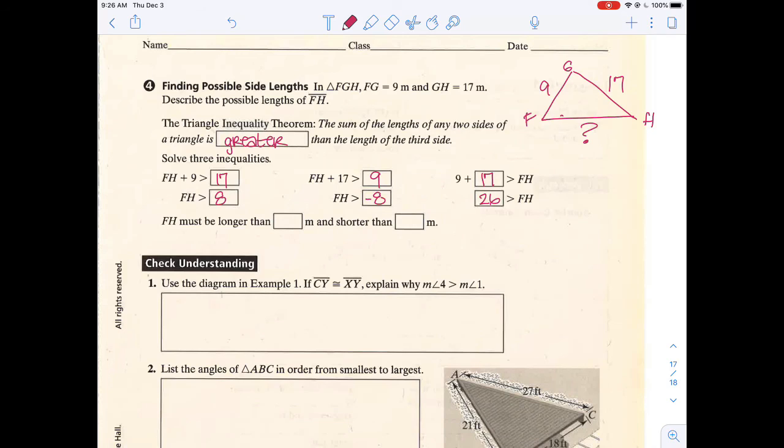So then FH must be longer than 8. And we know it's definitely going to be greater than negative 8 because you can't have a negative distance. And then it has to be shorter than 26 because FH is less than 26.